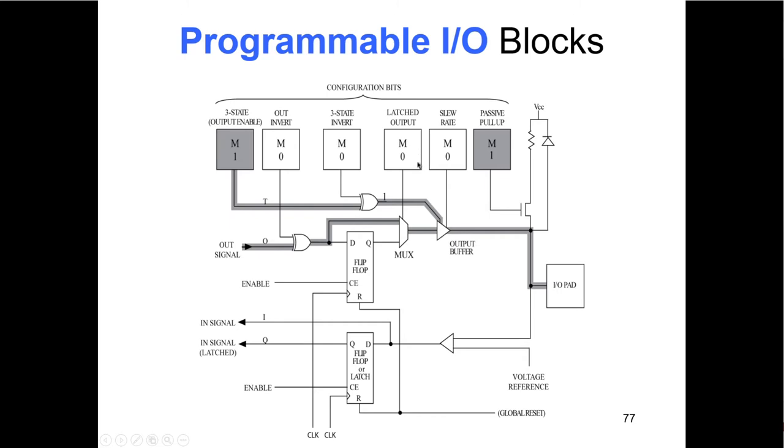You can latch the output. You can change the slew rate, and you can have a passive pull-up here. So these are all the configuration bits. And then you have a flip-flop up here, and then you have another one down here. This one can provide a voltage reference and give you global reset capability, and this is used on the input, and this is used on the output. And they're both driven by clocks, obviously.